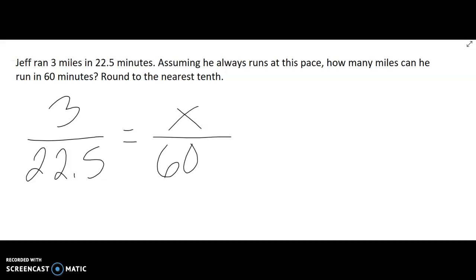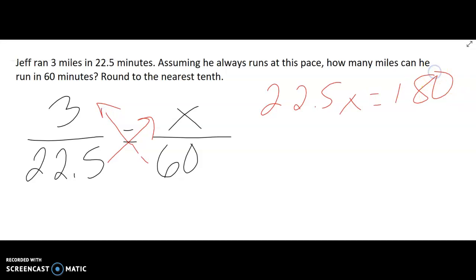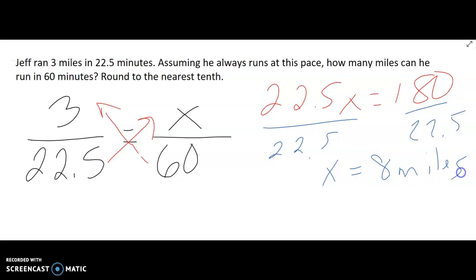But in this case, Jeff wants to know how many miles he can run in 60 minutes. So again, we cross multiply. 22.5x, since that was my variable of choice, and 60 times 3 is 180. Now we divide by 22.5 to find our unknown, and my x value is 8. So that means, and I'm not going to write this sentence, I'm just going to talk about it, if Jeff can run 3 miles in 22.5 minutes at that pace, he can run 8 miles in 60 minutes.